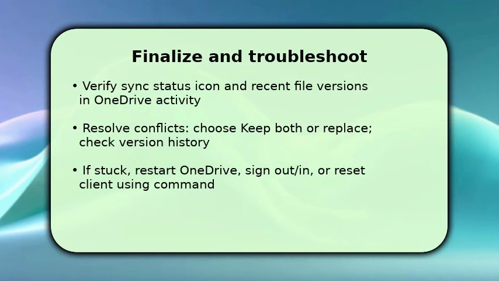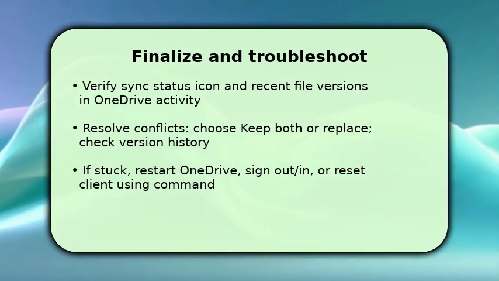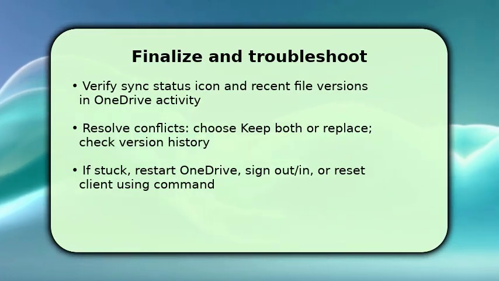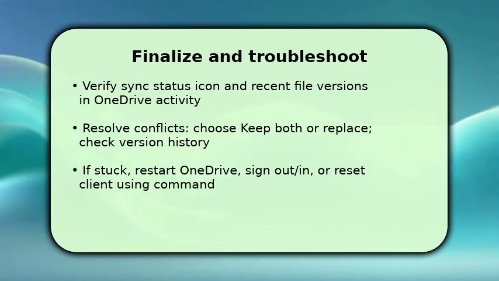Finish by validating the backup and knowing how to fix problems. Check the OneDrive icon for syncing status and review recent file versions in Activity to confirm uploads completed. If you encounter conflicts, choose Keep Both or Replace and use version history to restore prior copies.